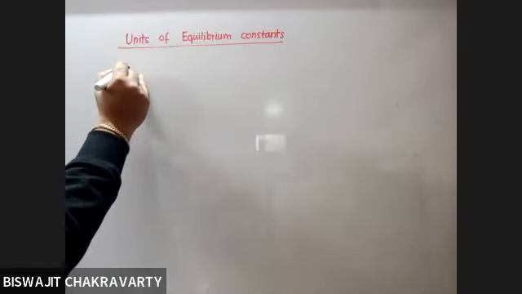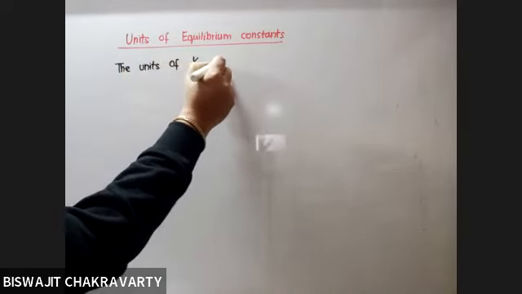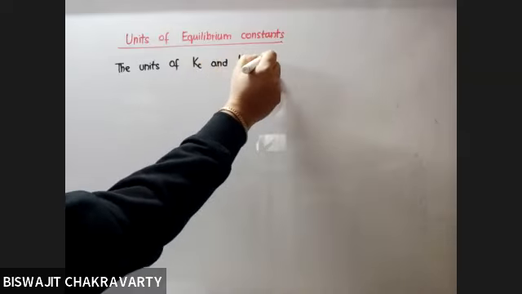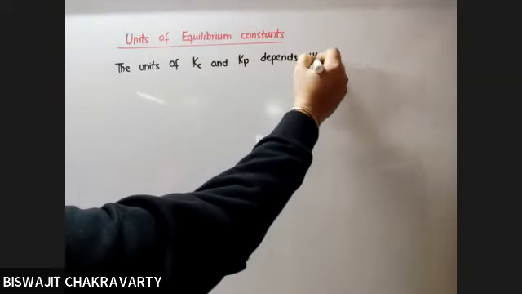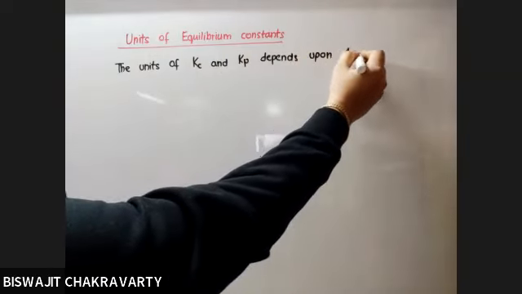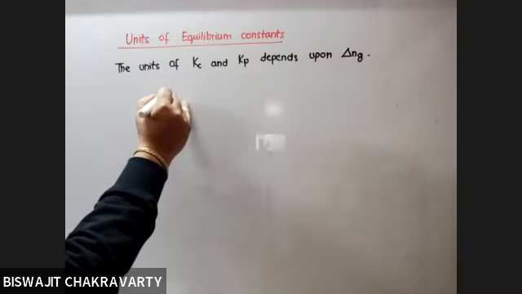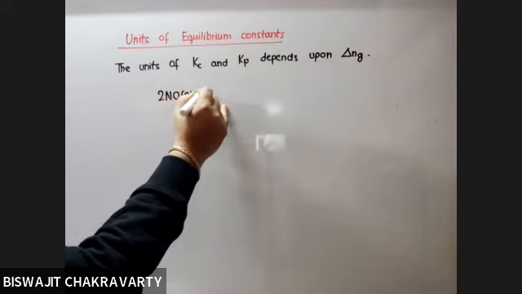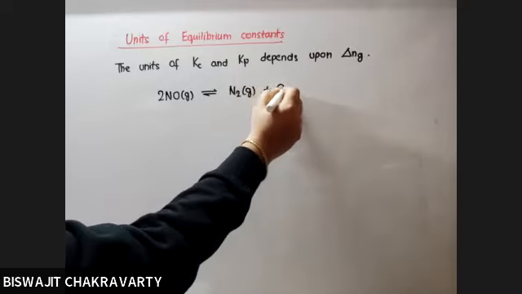The units of Kc and Kp depend upon delta Ng. What is delta Ng? It is the change in the number of moles of reactants and products. Suppose you have a reaction: 2NO gas in equilibrium with N2 gas plus O2 gas.